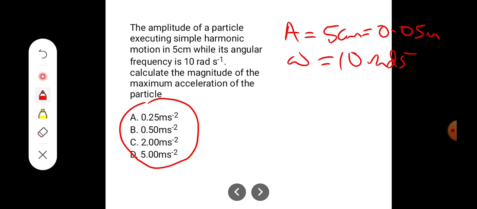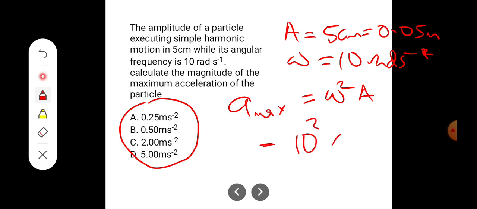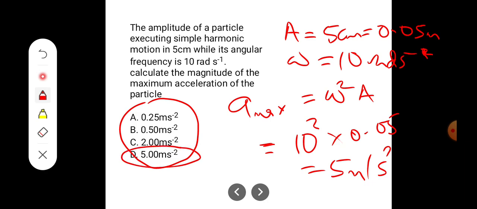Here we are asked to find maximum acceleration. Maximum acceleration, like we know, is equal to omega squared A. So your omega is 10, so that means 10 squared, then times A. Your A is 0.05. Now if we use the calculator here, we are going to have 10 squared times 0.05. That's going to give us 5. So the answer is 5 meter per second squared. That's the answer. So the answer is D. Okay? This is beautiful.